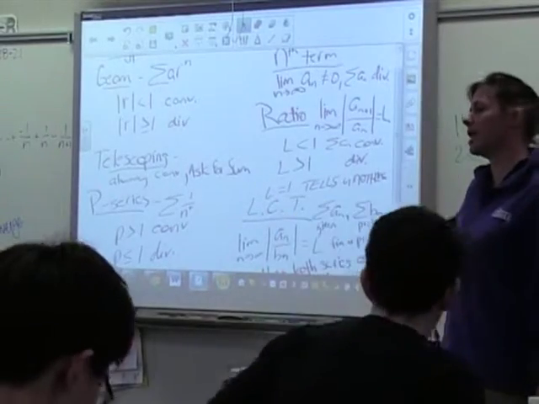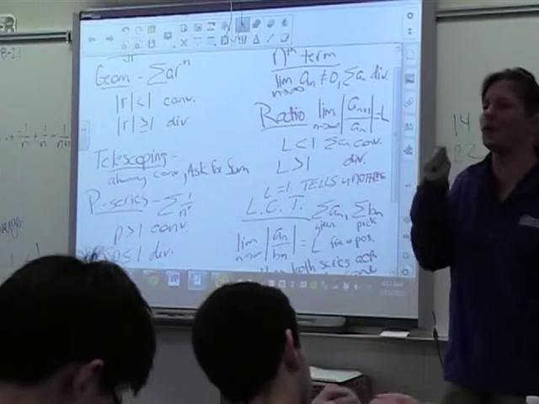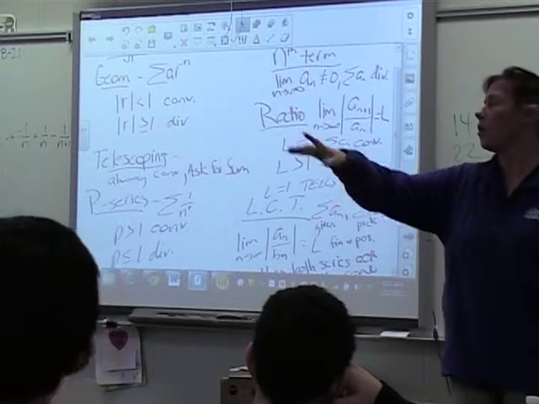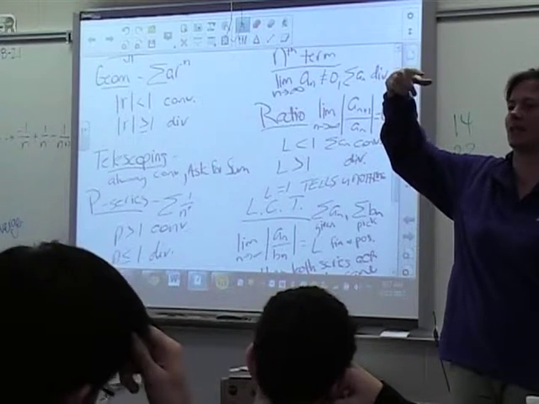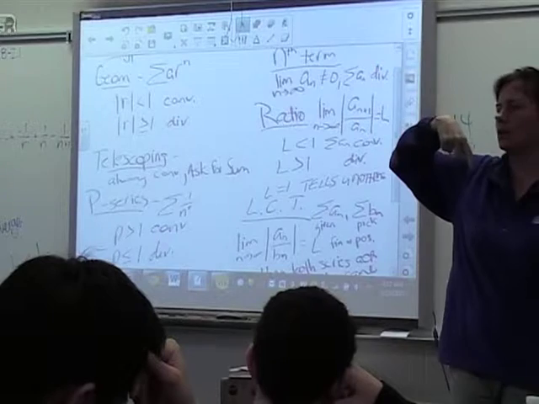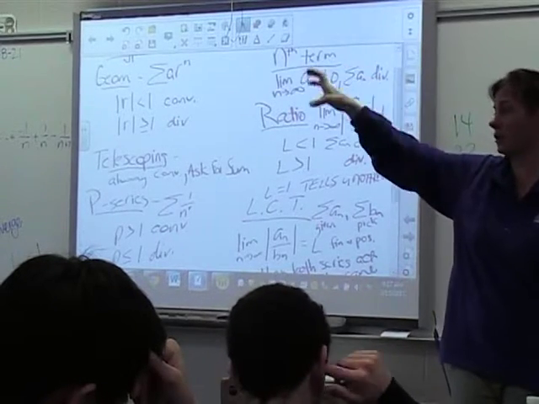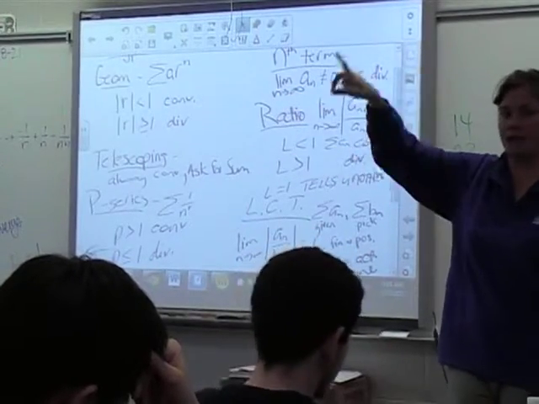Alright, what's the next test that I should use? Ratio. When should I always use the ratio test? When there's a factorial, or radius of convergence. And if I'm finding a radius of convergence, that's going to be what kind of series? Power series. What makes something a power series? X.